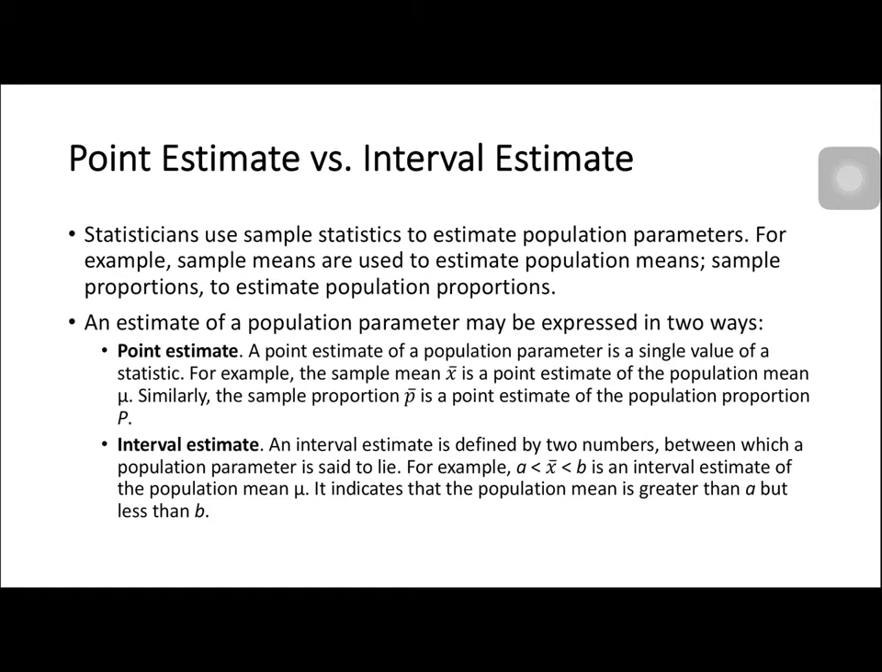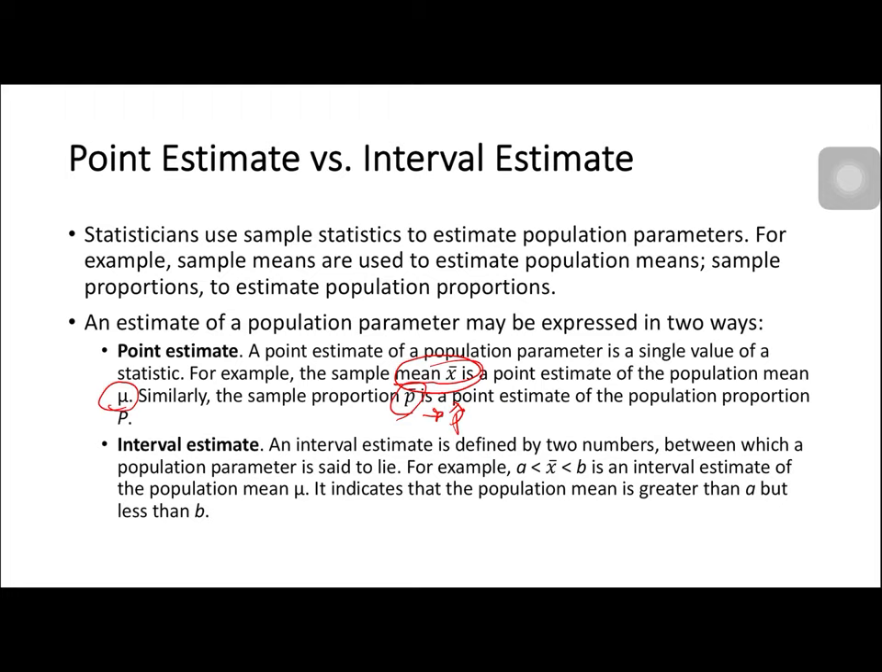The point estimate of a population parameter is a single value of a statistic. For example, the sample mean X bar is a point estimate of the population mean mu. Similarly, the sample proportion P bar is a point estimate of the population proportion P. This P bar can also be expressed as P hat.